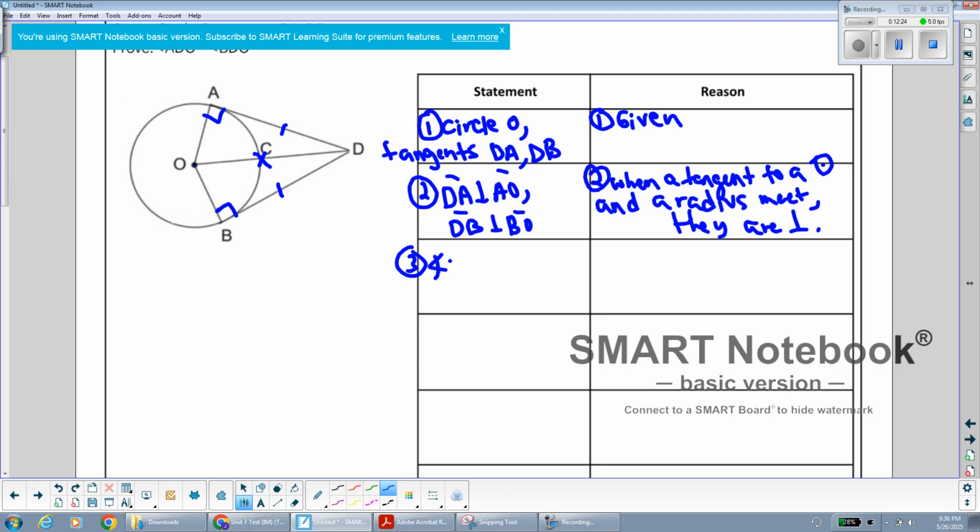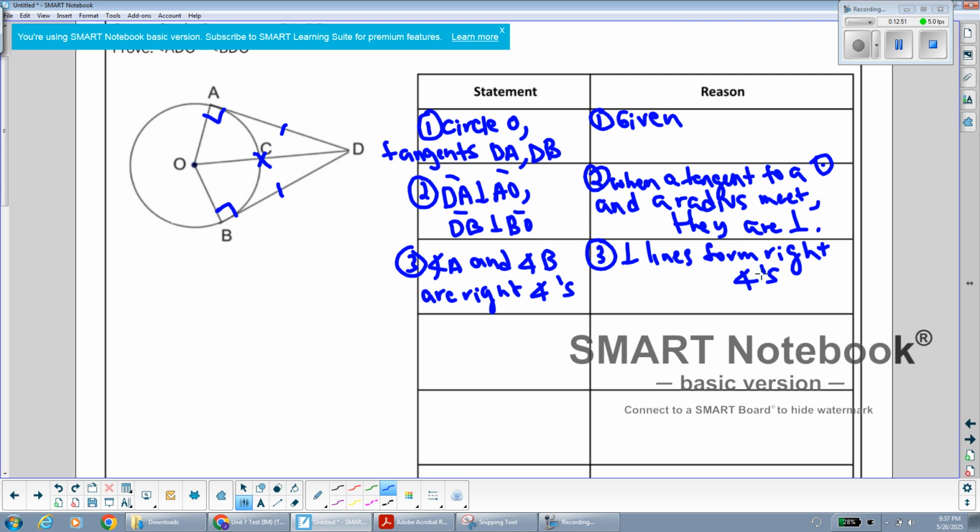I'm just going to call it angle A and angle B because they're not split up into smaller parts. Three other letter names are better, but I'm just going to call it by one letter name because I don't think there's any confusion there. Angles A and B are right angles, and that's due to the perpendicular lines. They form right angles. Okay.